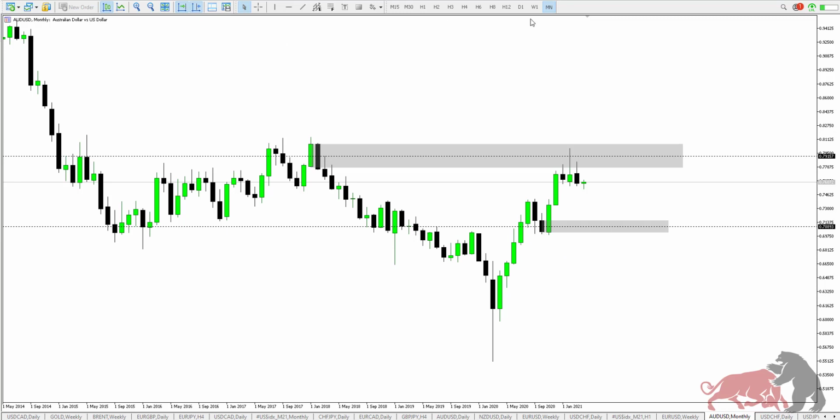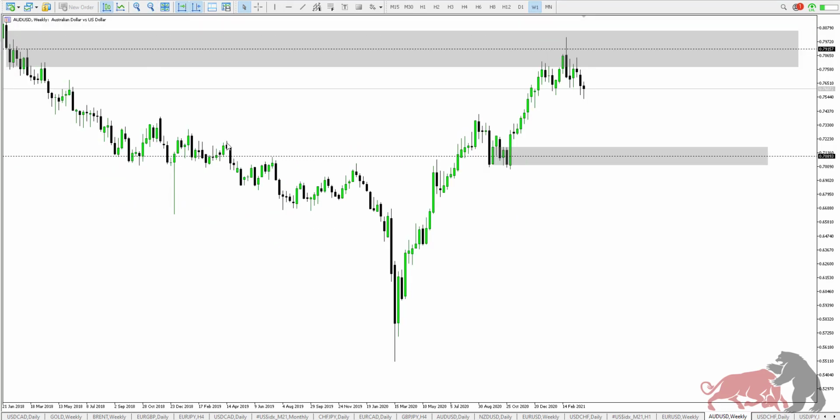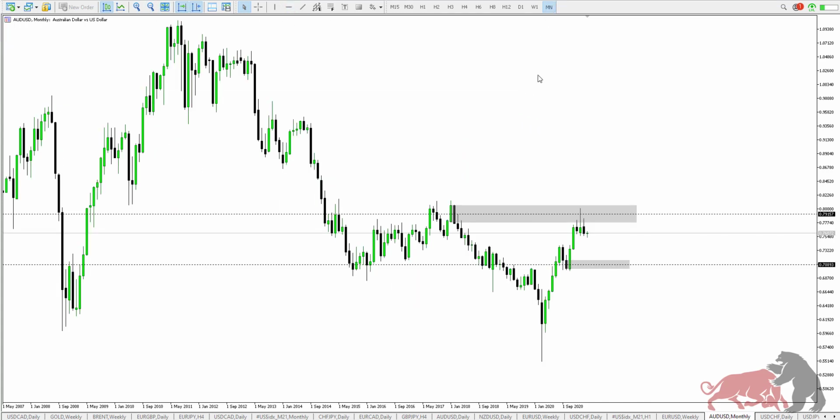So now I'm going to drop down to the weekly time frame. Now, with the mindset that I know that, okay, Aussie dollar is trading away from a premium array, which in this case is a monthly bearish order block. Now, dropping down to a weekly time frame, you can see already, let me just go back to the month and mark out.